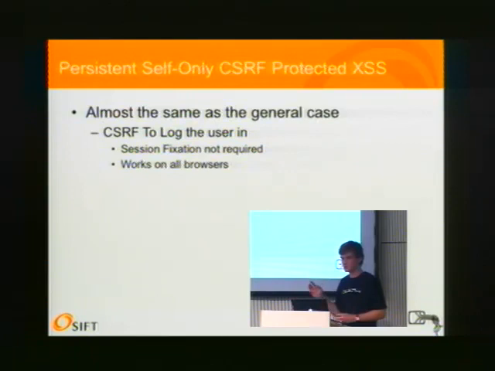One case, which is somewhat similar to this, is when we have a persistent XSS issue, but which is only rendered to a single user. For example, the user fills in their name and address or something, which is rendered back to them, and it's an XSS vulnerable field.